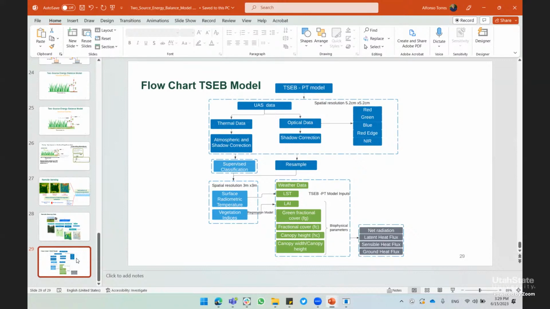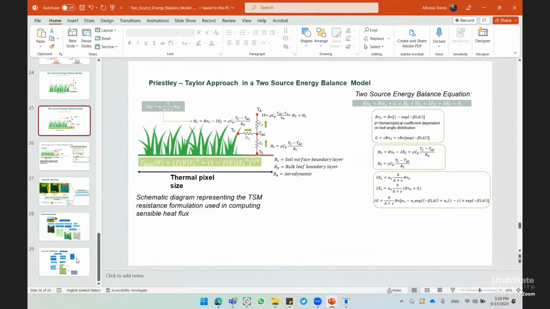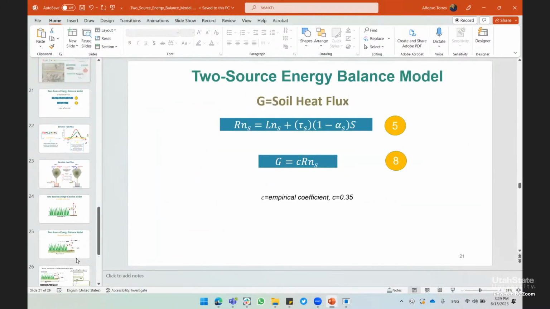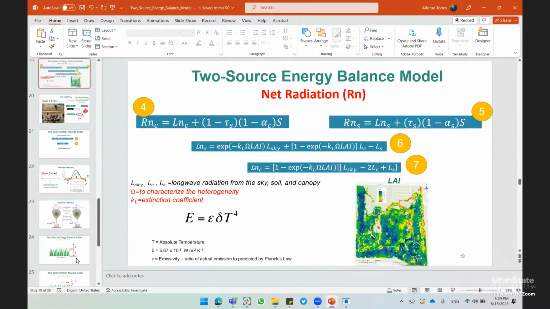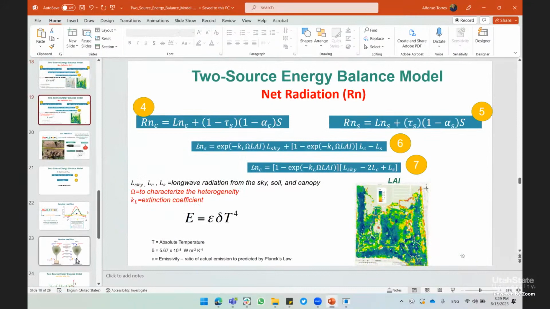What is inside of the boxes is how we run all of these six equations that are very, very tough, but basically, as I told you, it is the components of latent and sensible heat divided for crop and soil, absorbed and reflected.